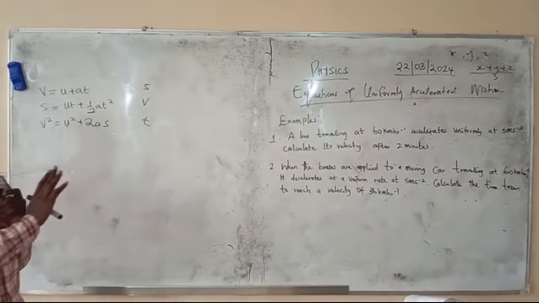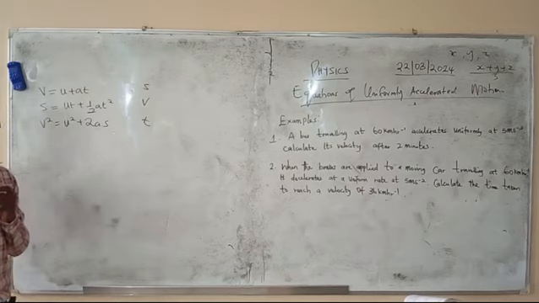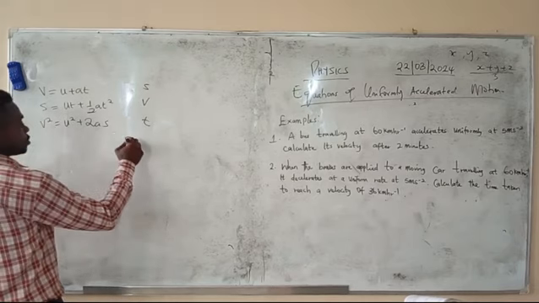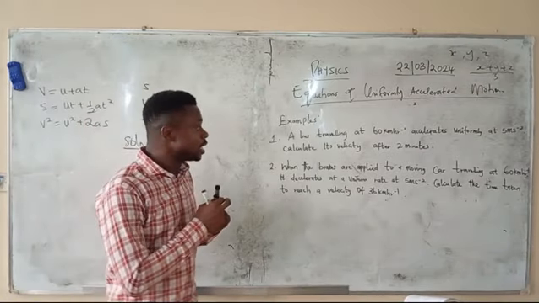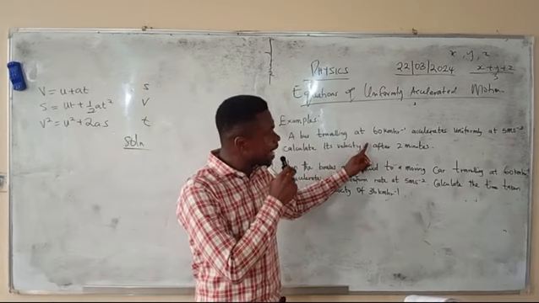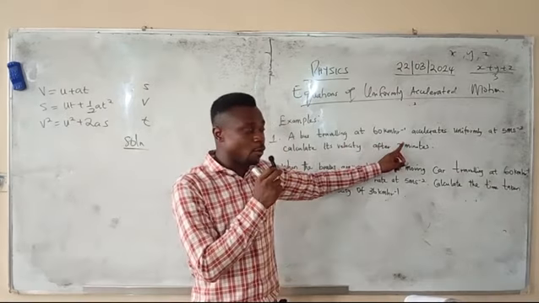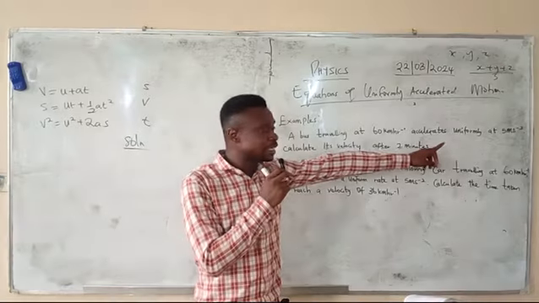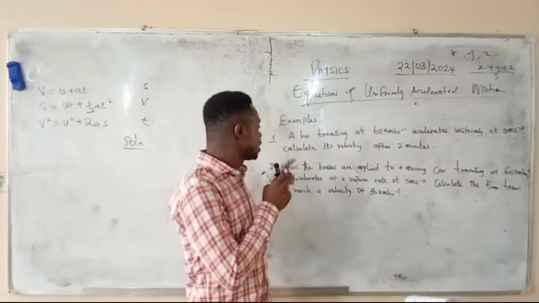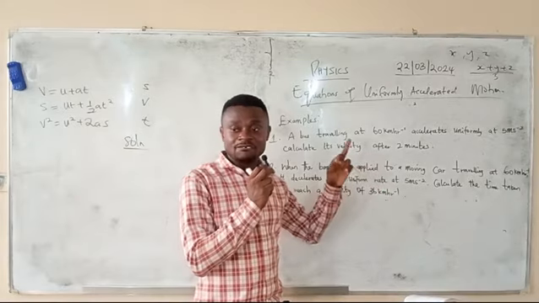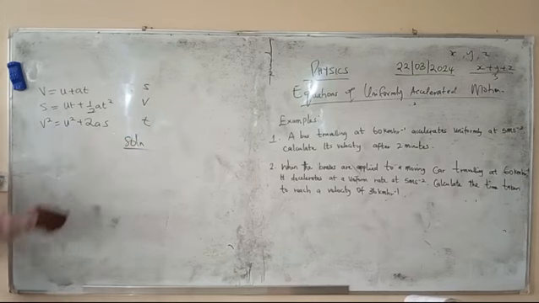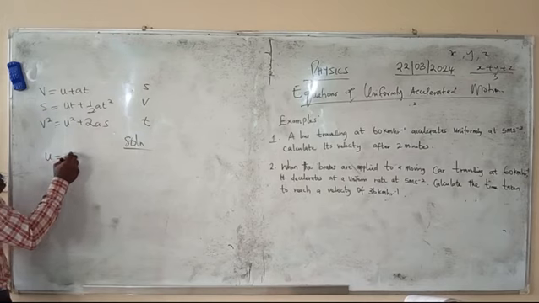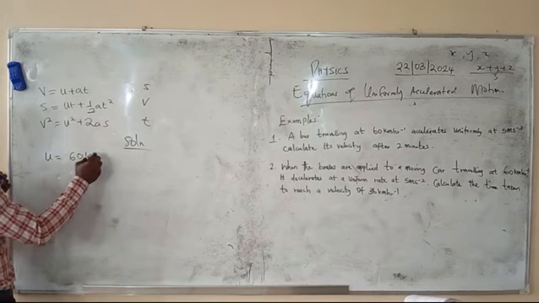As we read it, I will outline the given parameters. Solution. The first one says a bus traveling at 60 kilometers per hour accelerates uniformly at 5 meters per second squared. Calculate its final velocity after 2 minutes. The first velocity there is the initial velocity, right? U is 60 kilometers per hour.